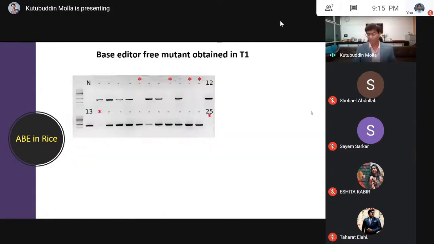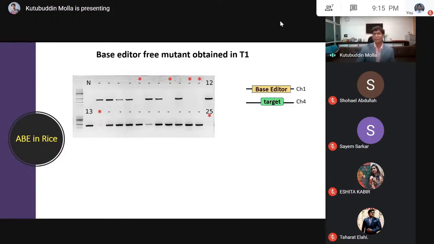So now in a very short time we could develop a transgene-free mutant in a single generation. How? Someone in the audience asked how it is GMO free, not transgenic. This slide would answer that question.